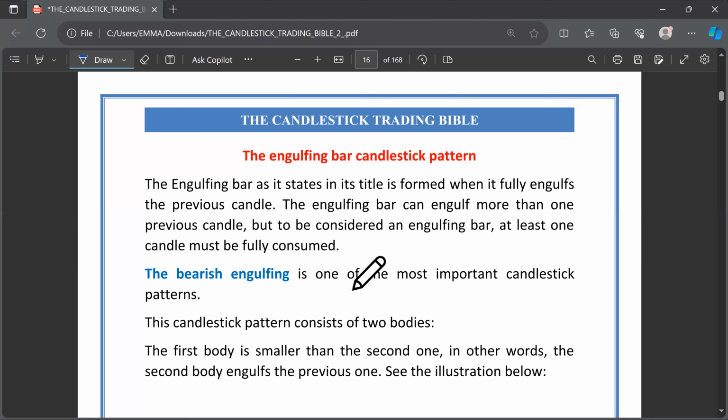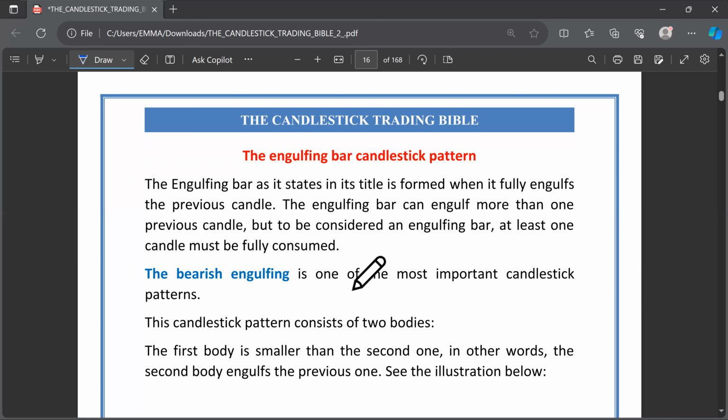The engulfing bar candlestick pattern, right? Now, this candlestick engulfing, we have two types of it. We have the bullish one and then the bearish one. We are going to treat them under this engulfing. The engulfing bar is of two types, the bullish and then the bearish. And this candlestick mainly consists of two candlesticks.